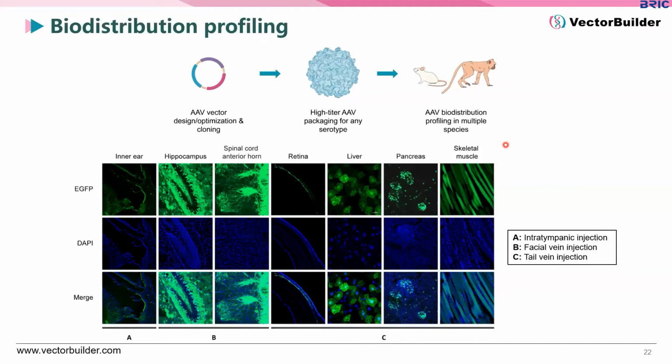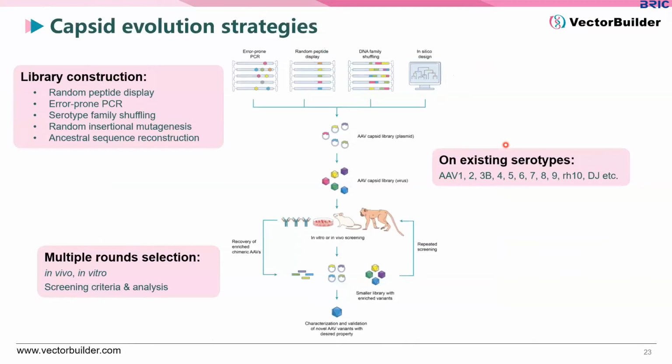And here is an example of what we can provide to the customer. Different kinds of injection, local injection, systemic injection of the AAV drug, and then doing the profiling in different organs on mouse or monkeys. Now that we can do the analysis, we also provide capsid evolution. Here are some strategies that we can provide to our customers.